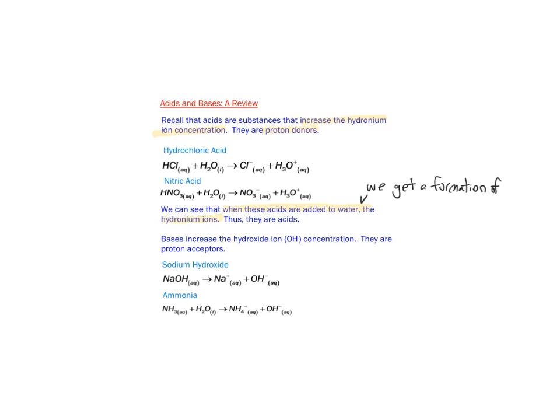Bases increase the hydroxide ion concentration, and they are proton acceptors. So, sodium hydroxide just dissolves into sodium and hydroxide. If you add water to ammonia, you get ammonium and hydroxide. So we see the formation of the hydroxide ion in both of those cases.